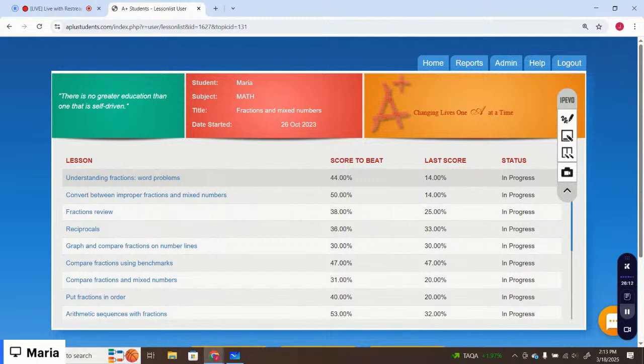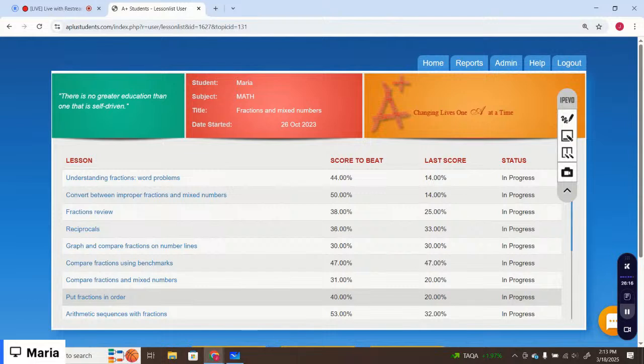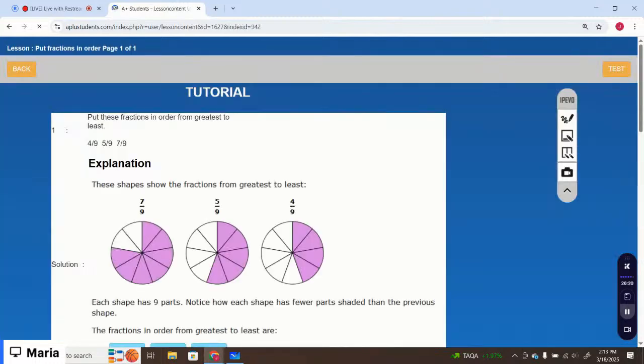The next lesson is put fractions in order. Now we're going to see how we arrange the fractions either from least to greatest or from greatest to least. Let's start with the first example, that is 4 by 9, 5 by 9, and 7 by 9. When we are going to order the fractions, we have to make sure they have the same denominator.